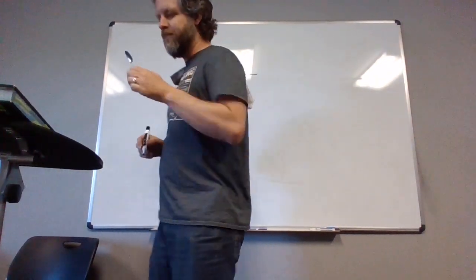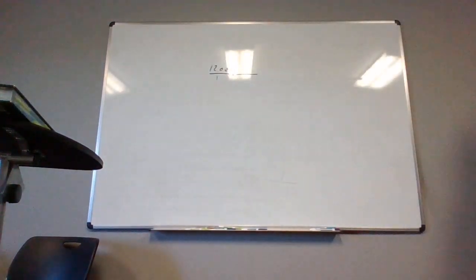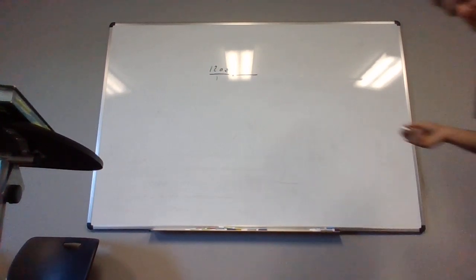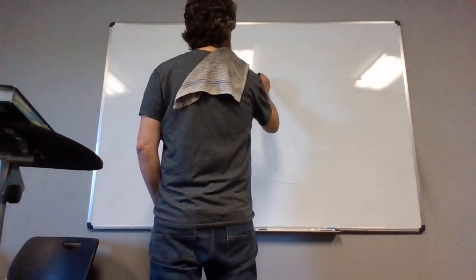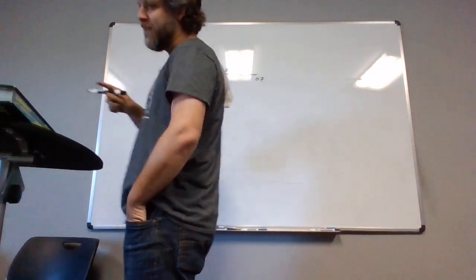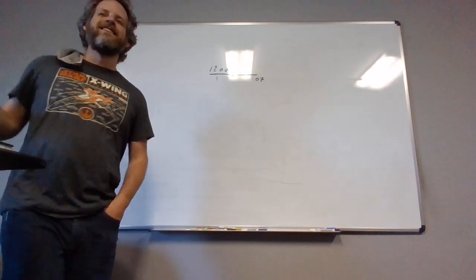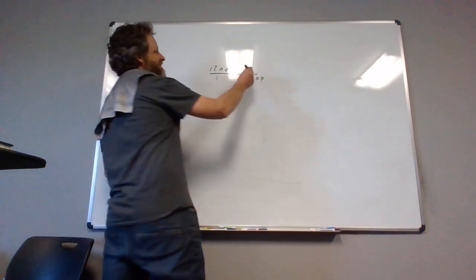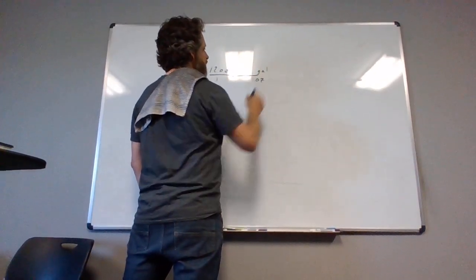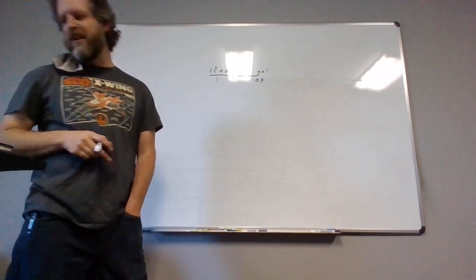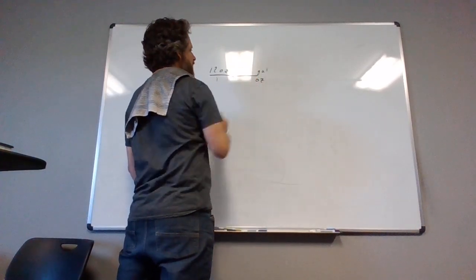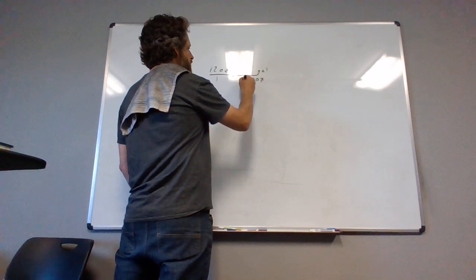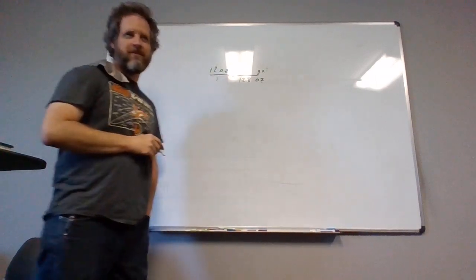What are we trying to cancel? Ounces. So where does that have to go? Bottom. On the bottom. What's got to go on the top? Gallons. And we are given in the problem there is 1 gallon. For every 1 gallon, there is 128 ounces.